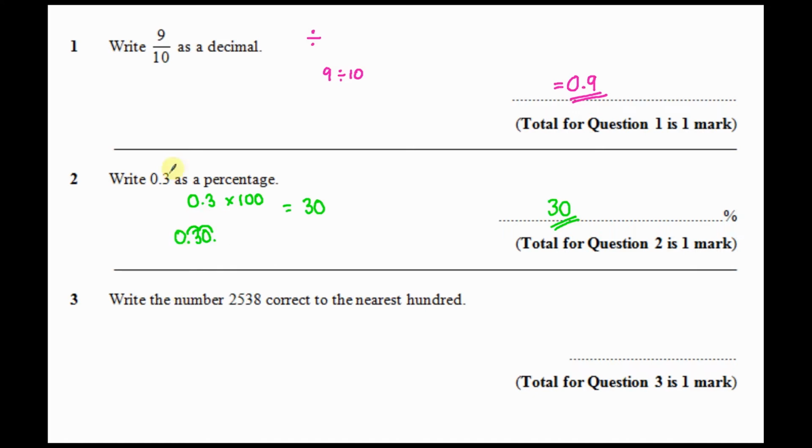And for question 3, it says write the number 2538 correct to the nearest hundred. So that's 2,538. We need to remember our units, our tens, and our hundreds, and that will be our thousands. To the nearest hundred, we're deciding, does this stay a 5 or does it become a 6? The number next to it is a 3, so that tells us we round down. That doesn't mean the 5 goes down, it means it stays the same, so that will be 2,500 correct to the nearest hundred.